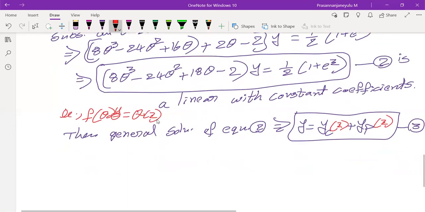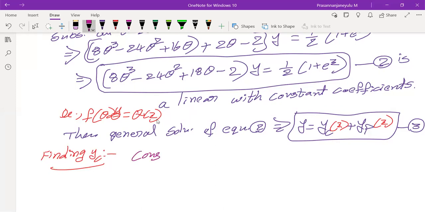Now we need to find yc. For finding yc, what do we need to consider? Auxiliary equation. So I'm putting a small side heading, finding yc. But I did not use this heading anywhere in our previous method. That means our last method. It is not mandatory to write, but still I'm writing it only so that you can understand. It's like coding. Step 1 is finding yc, step 2 is finding yp, and then adding yc and yp, we get the general solution.